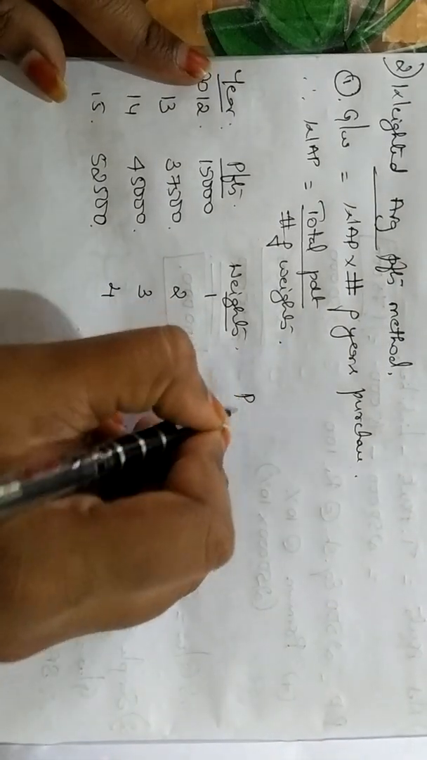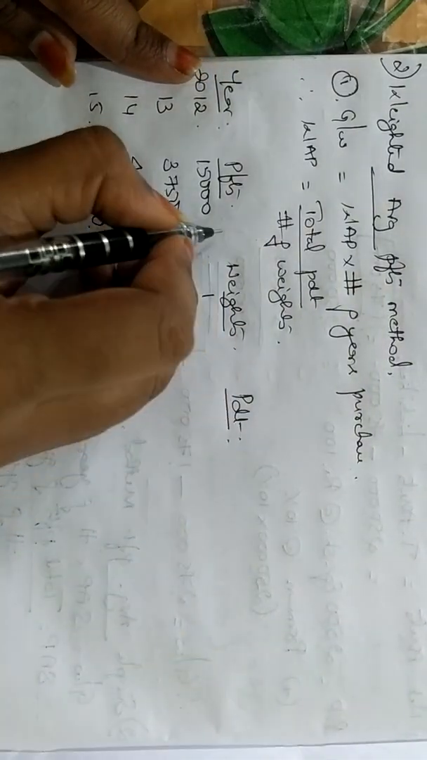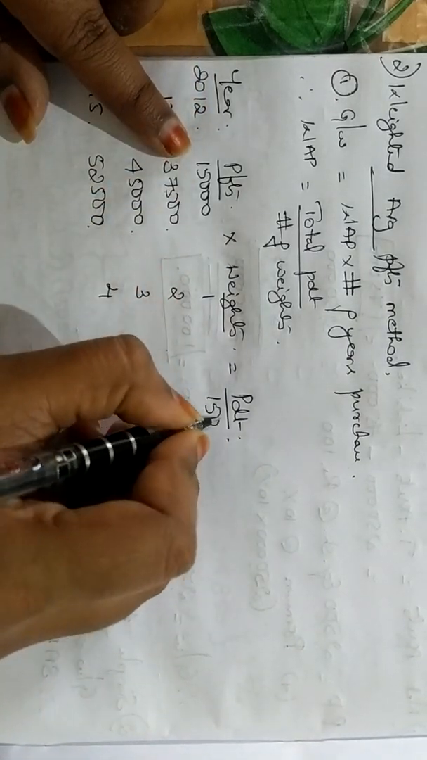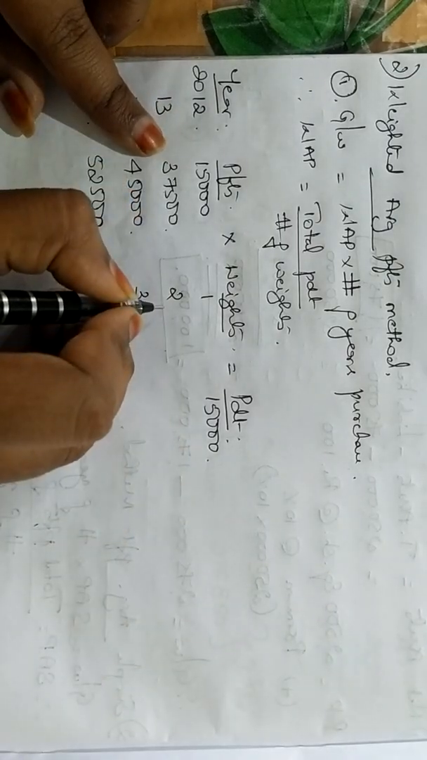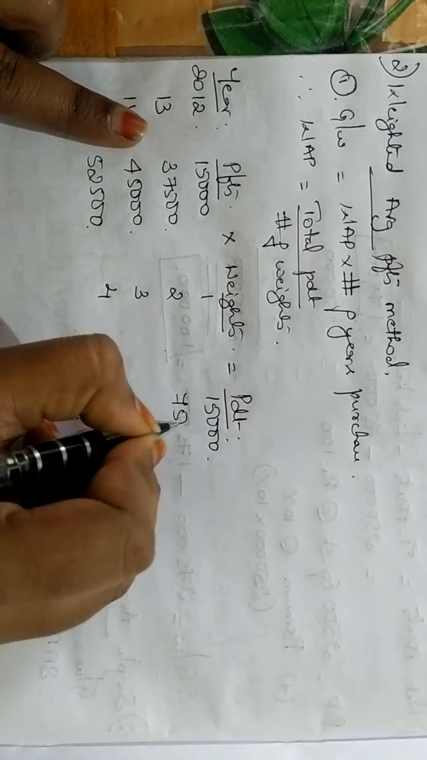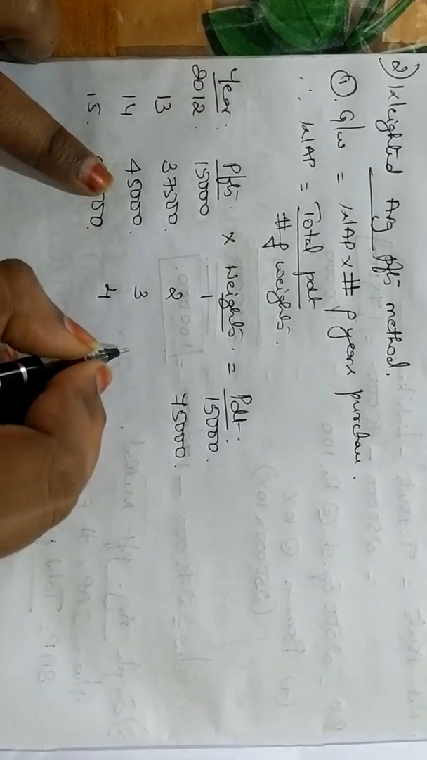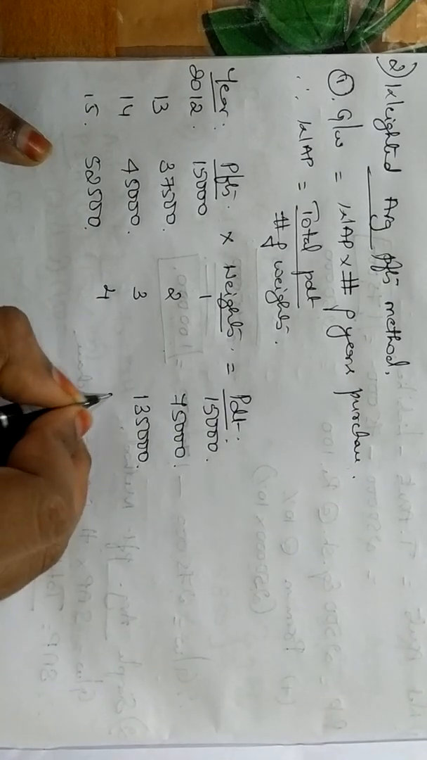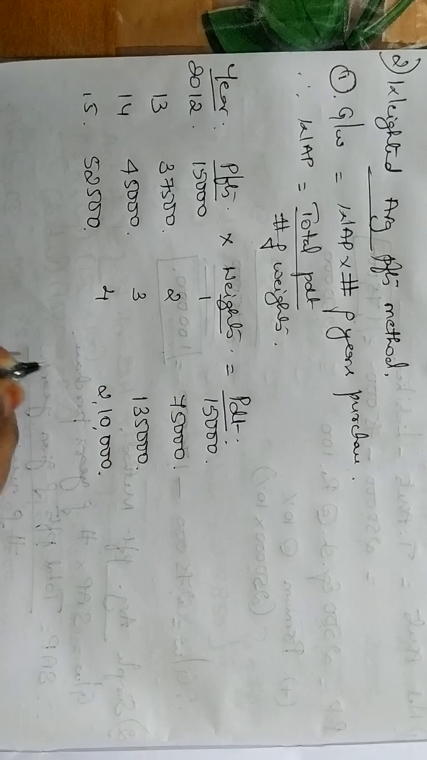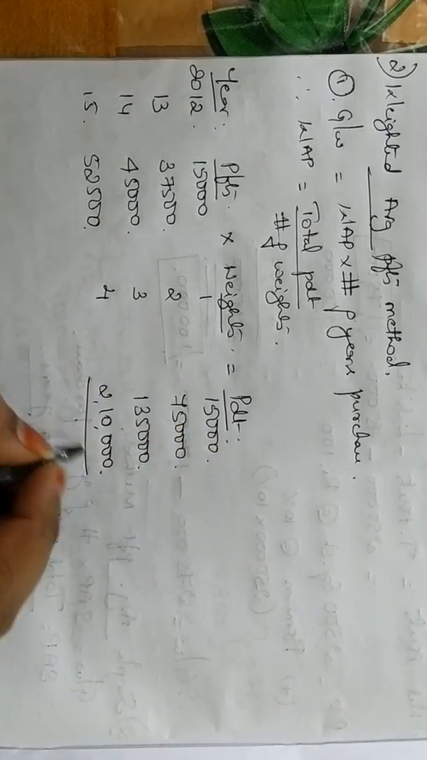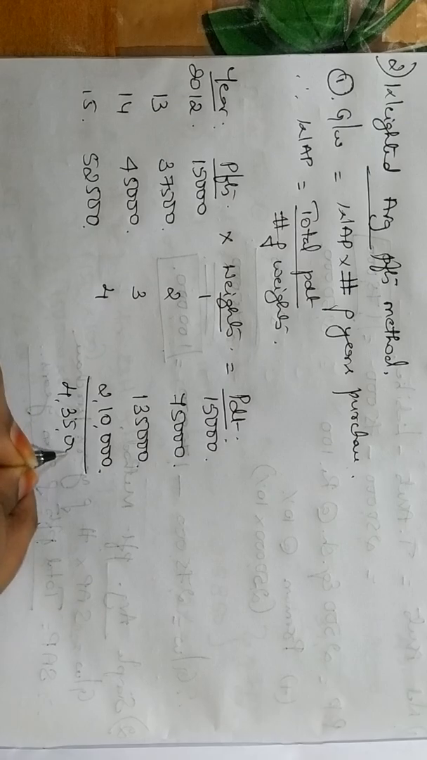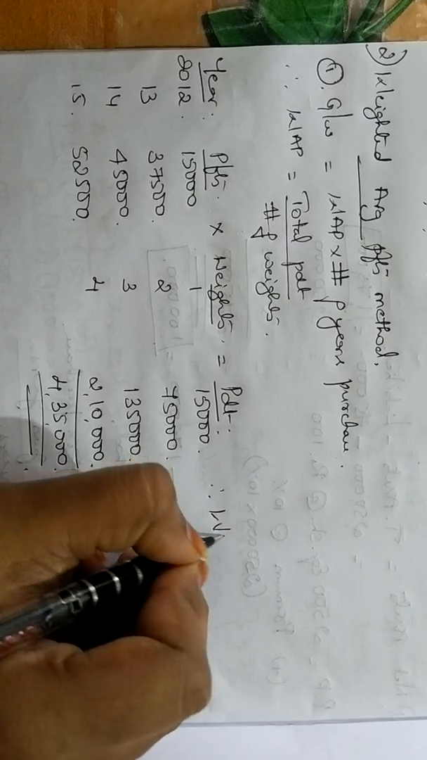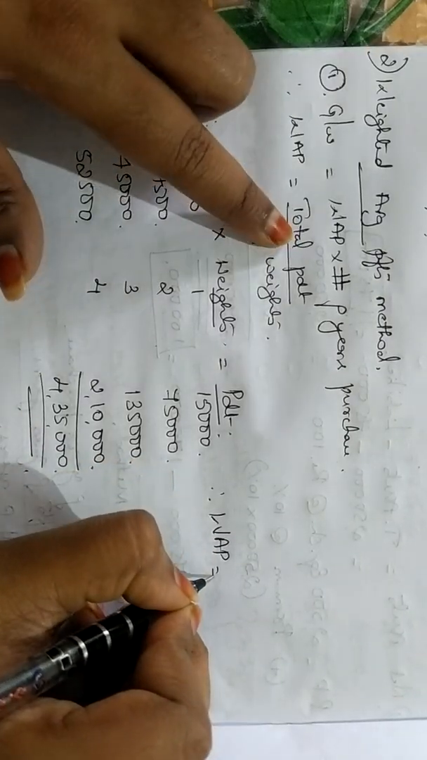Now you have to find out the product. How do you find out the product? Profits into weights will give you the product. So 15,000 into 1 is 15,000. 37,500 into 2 is 75,000. 45,000 into 3 is 1,35,000. 52,500 into 4 is 2,10,000. These are my products. Take the total. Here the total you will get 4,35,000.